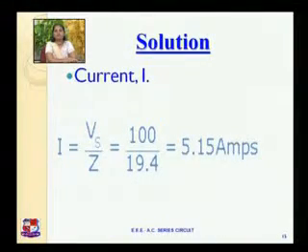Now we have to find the total current passing through the circuit. So I, which is the total current passing through the circuit, is equal to supply voltage Vs divided by impedance of the circuit Z. So it is equal to Vs by Z. Value of Vs is given, which is 100 volt. So it is 100 divided by 19.4, which is our impedance. So your answer is 5.15 ampere.